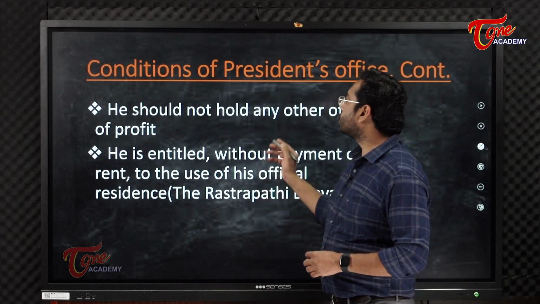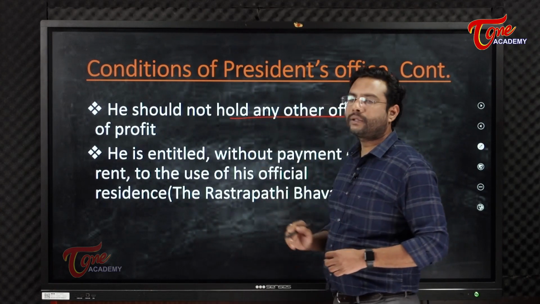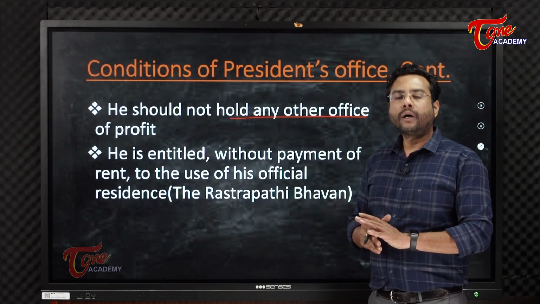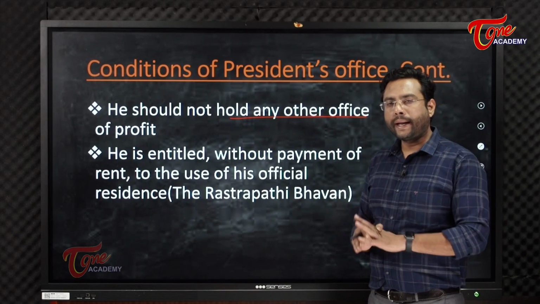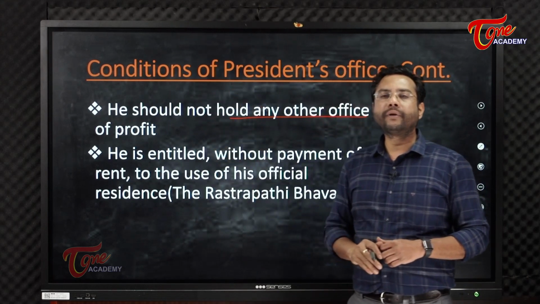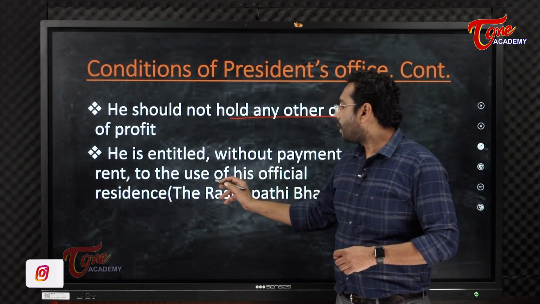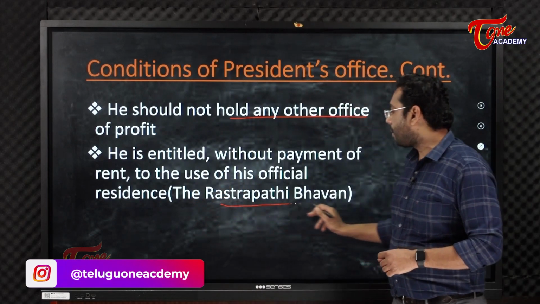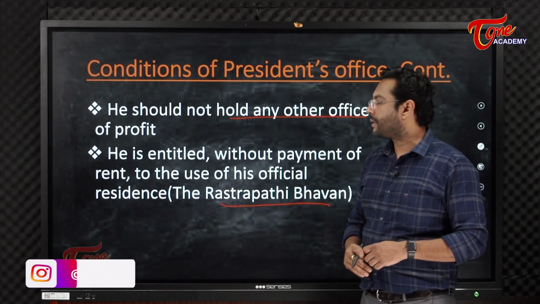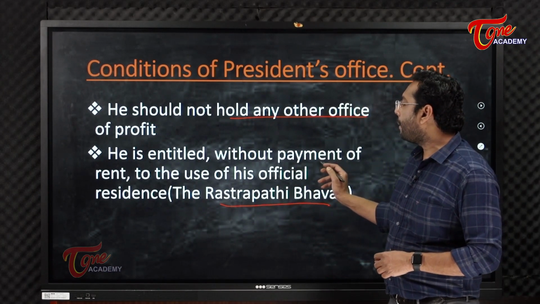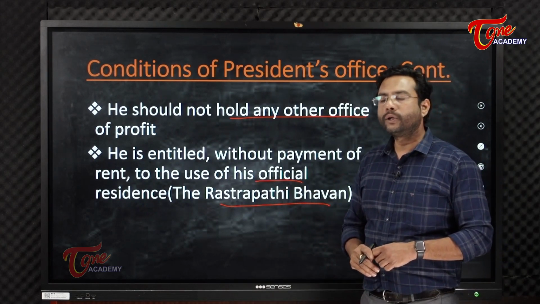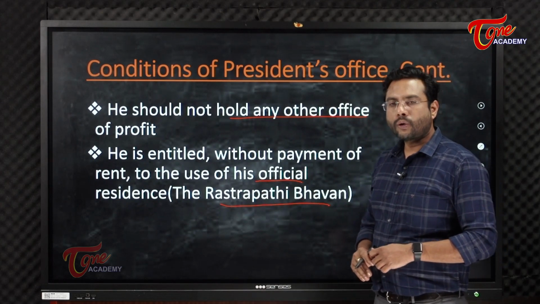And the other thing is, he should not hold any other office of profit. He should not be part of any organization. He should not hold any office of profit. So the President of India will be entitled to a house, that is, we have Rashtrapati Bhavan in Delhi. It is the residence of the President. So he is entitled, without payment of rent, to use his official residence. We know Rashtrapati Bhavan, which is located in Delhi.